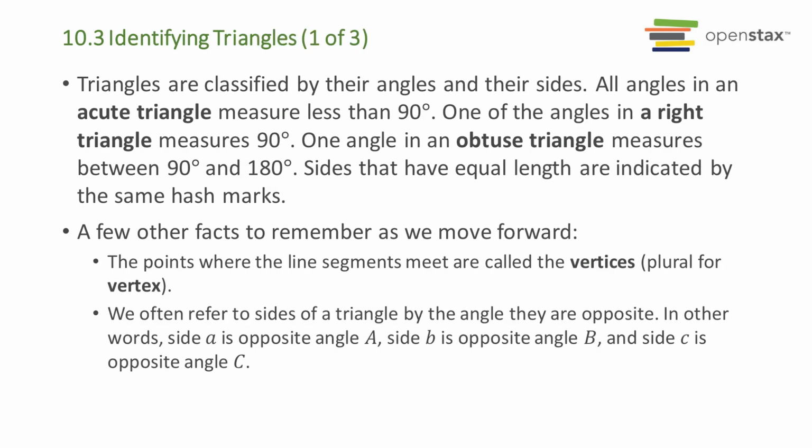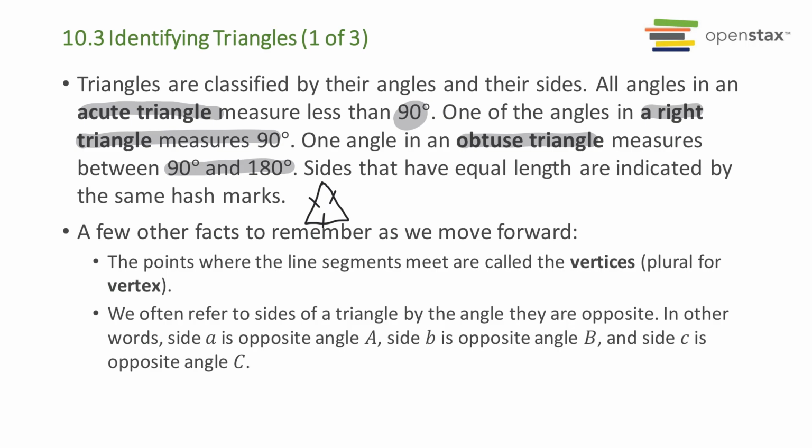Triangles are classified by their angles and their sides. All angles in an acute triangle measure less than 90 degrees. One of the angles in a right triangle measures 90 degrees. And one angle in an obtuse triangle measures between 90 and 180. Sides that have equal lengths are indicated by the same hash mark. If we look at this picture of this triangle, hash marks are those lines that indicate that all the sides here would have the same length.